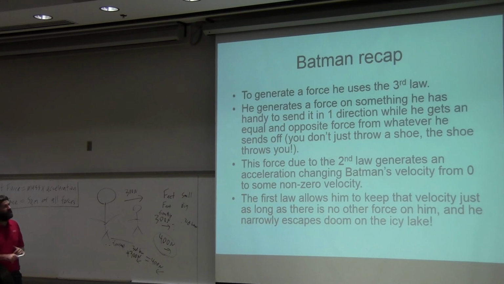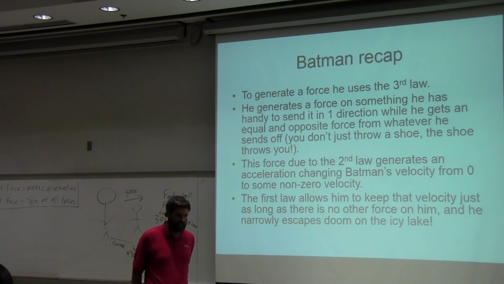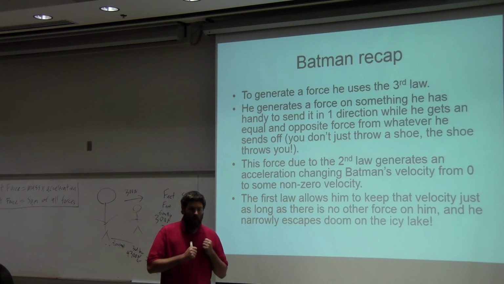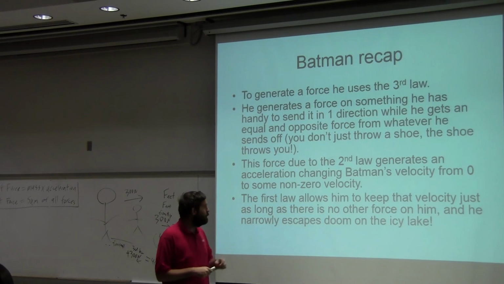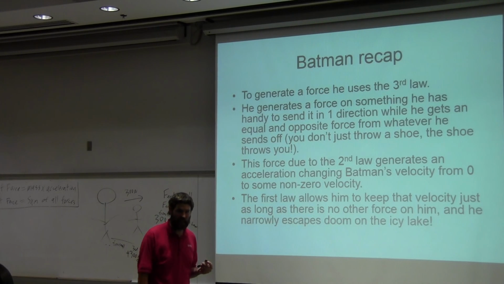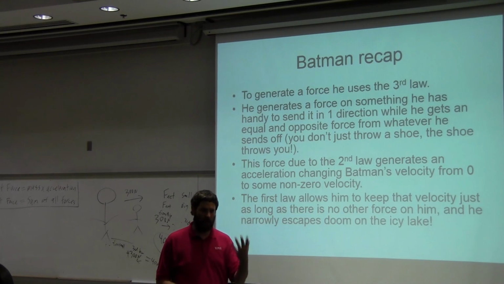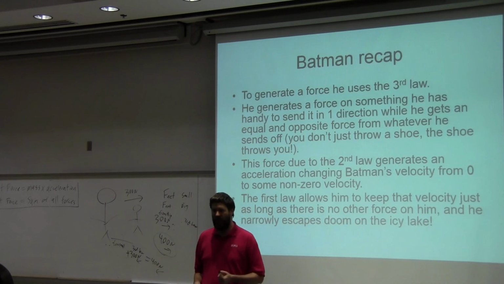So to recap, Batman has to generate a force using Newton's third law. He has to apply a force on an object he has on him in order for that object to apply a force equal and opposite to him. That will give him an acceleration, F equals ma. It'll be a very small acceleration. He won't go very fast, but he will move. And then the first law, which gave him the motion in the first place, also protects him because now, since there's no friction, it will keep moving until a force acts upon him, which will be him running into the shore. And so Newton's three laws will save Batman.